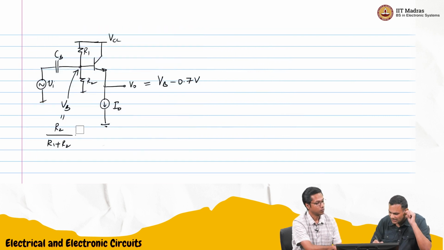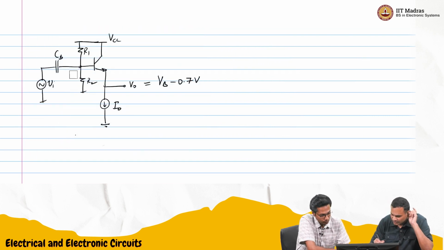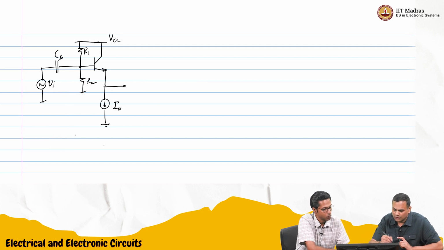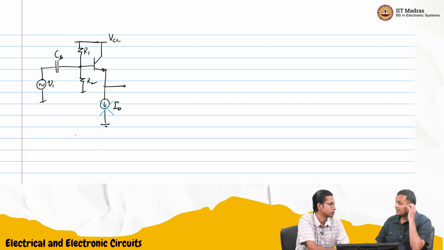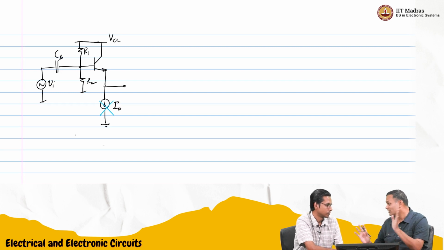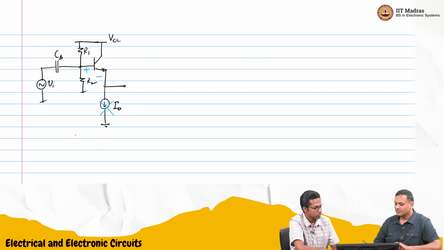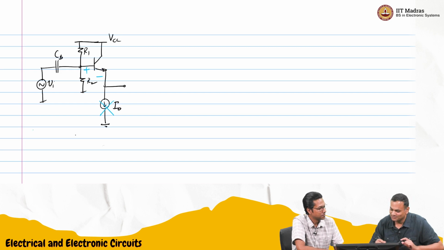Okay, so now I'll move this. For AC, the current source is open circuited, no? Which means there is no path for the current to flow. If there is no AC current through the device, VBE has to be constant. So if VBE is constant, that means VE has to follow VB. Yeah, it's the same. Perfect.